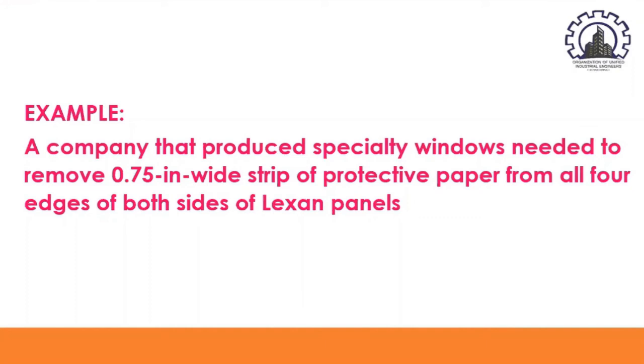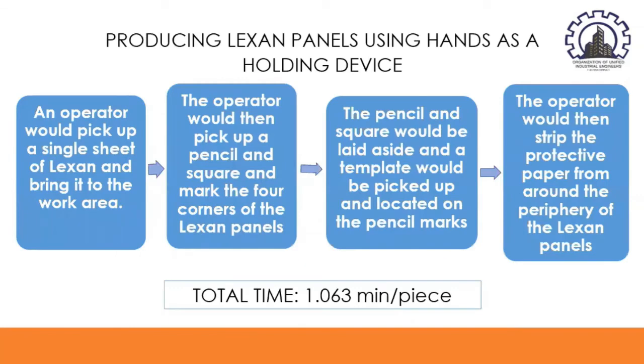So an example will help clarify the principle of using a fixture as opposed to the hands for holding work. The example is a company that produced specialty windows and needed to remove a 0.75 inch wide strip of protective paper from all four edges or corners of both sides of Lexan panels. Here is a flow process in producing Lexan panels using hands as a holding device. First, an operator would pick up a single sheet of Lexan and bring it to the work area. In this process, the operator is doing every operation manually.